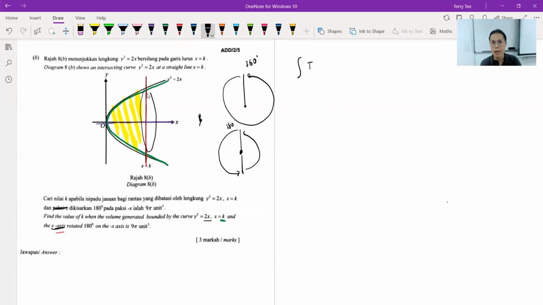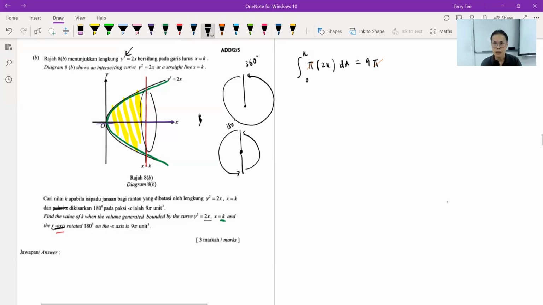We integrate pi y squared dx. Your y squared is already 2x, with lower limit 0 and upper limit k. The result is 9 pi. Now notice your y is already squared here, so you don't have to square this 2x. Your y squared is already 2x. So we can actually cancel the pi and pi.